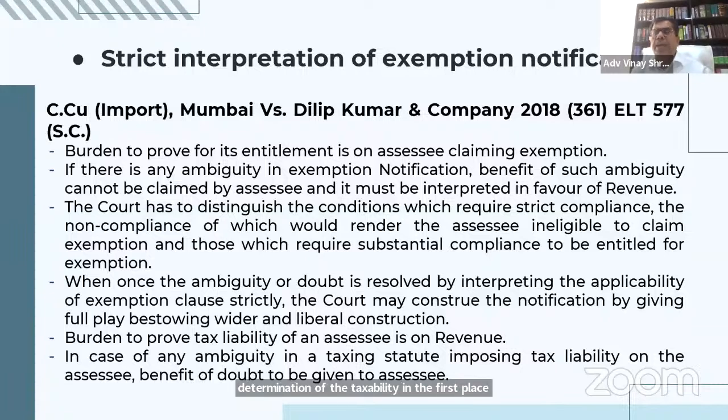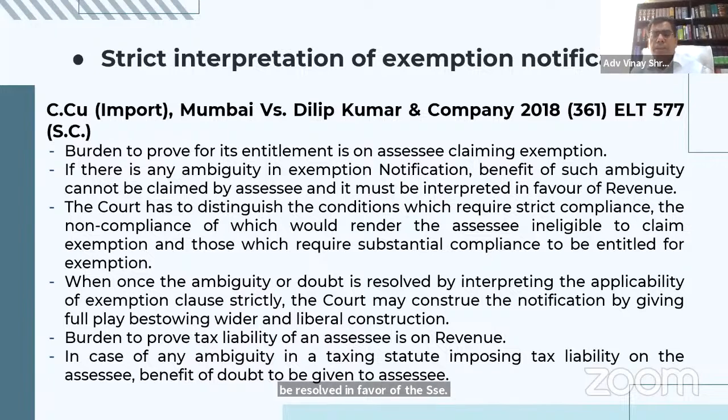But if the item is taxable, say it is taxable at the rate of say 5% or 18% or 12%, and an exemption notification is given subsequently, then the benefit of doubt goes to the revenue. So in the matter of exemption notification, the ambiguity cannot be resolved in favor of the SSE, but it will be resolved in favor of the revenue.